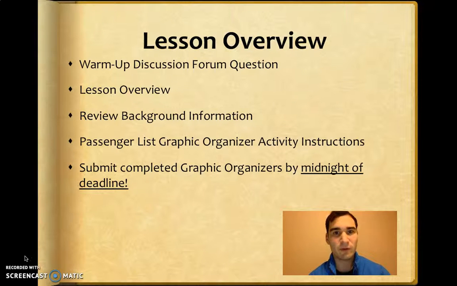This is a brief overview of our lesson. First, we did our warm-up discussion forum question. Now I'm going over the lesson overview. I will next review key background information. Then I'm going to go over the passenger list graphic organizer activity instructions. And lastly, please make sure you complete the graphic organizers by midnight of the deadline.